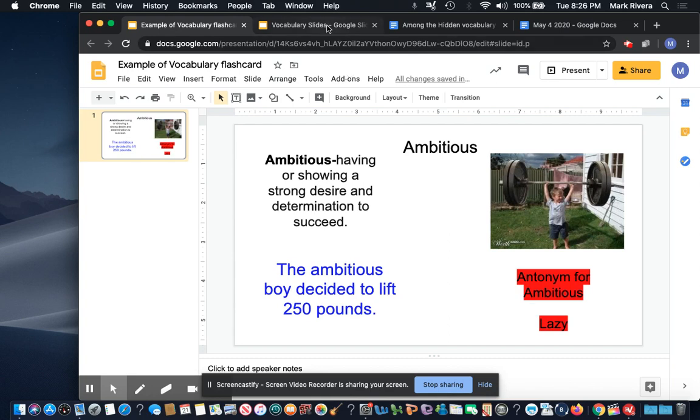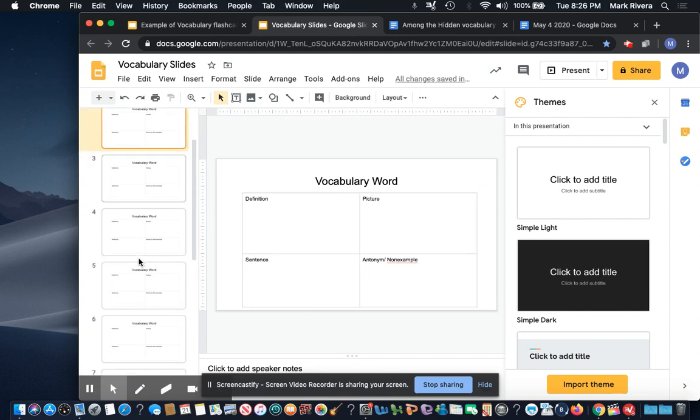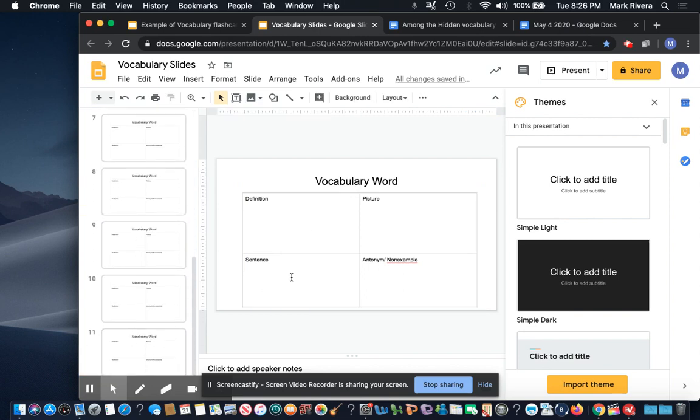Now, I already created the format for you guys to use. This is where your first word would go, and then you go all the way down to the bottom. So you don't have to worry about formatting the slideshow. It already has it, and it has everything labeled too. You would just erase everything that's on here and replace it. So I'd put the word here, the definition, the picture, and so on.